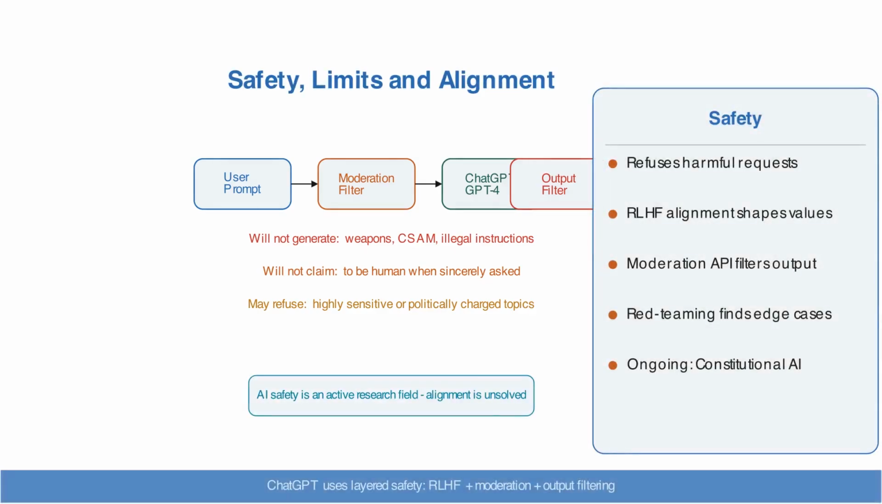ChatGPT has layered safety. A moderation filter screens your prompt before it reaches GPT-4. RLHF training has built-in values that cause refusals. An output filter checks the reply before you see it. Red teaming finds and patches edge cases. Despite all this, AI alignment remains an unsolved problem.